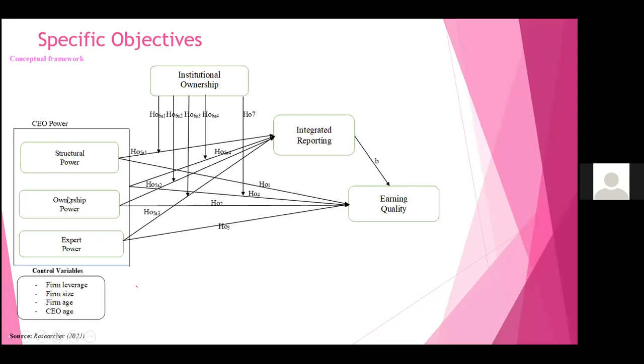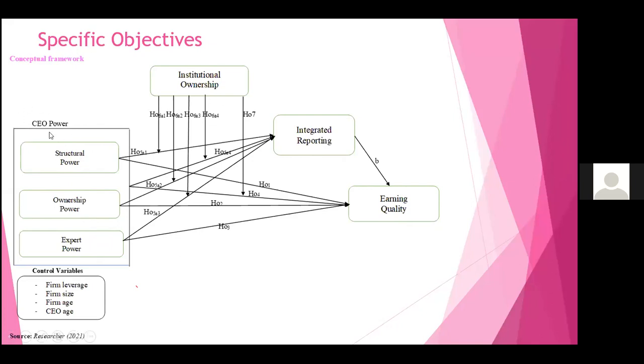But within it there are dimensions. Normally, there are four dimensions that measure CEO power according to Finkelstein in 1992. But I've taken three, because the other aspect, prestige power, does not really bring out the measurement of power. So I'm going to look at structure power and see how it affects earnings quality. How does ownership power affect earnings quality, and expert power? Then I will also mediate it with integrated reporting. For each of these individual dimensions of CEO power, I will also find out how each of them can be mediated to earnings quality.